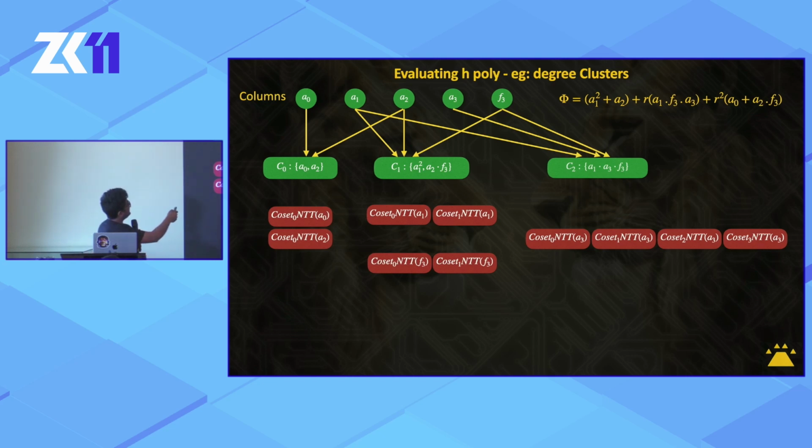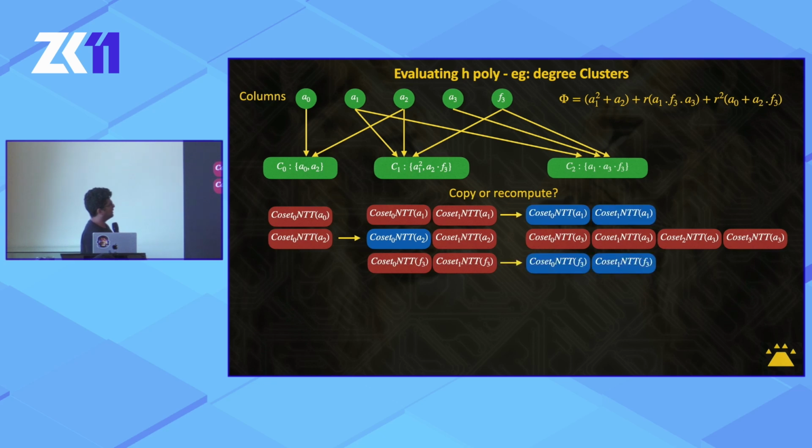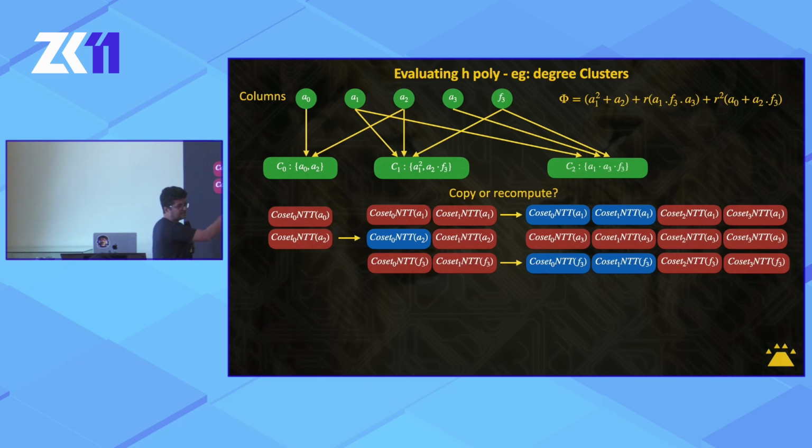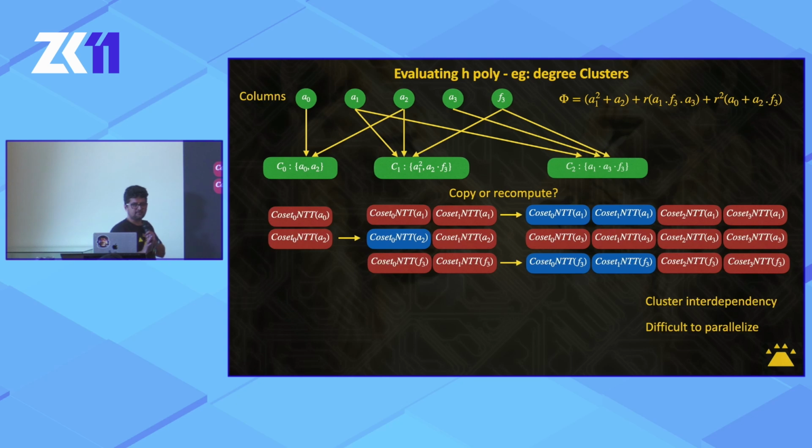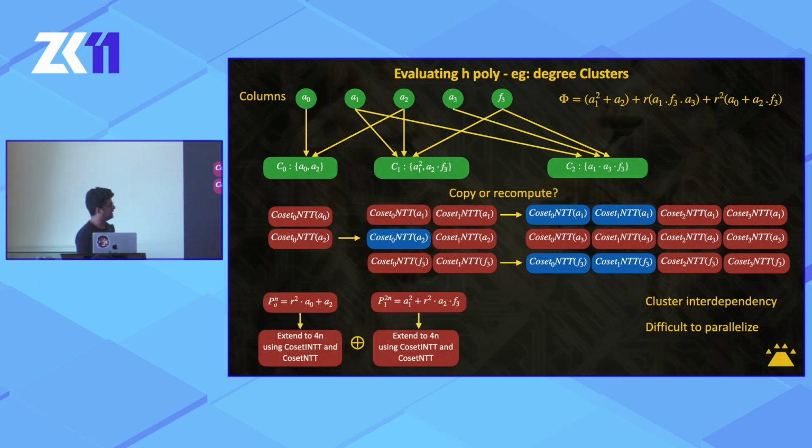But now you see that between one cluster and another cluster, there are overlapping columns. And then you have this question, should I copy or should I recompute? So the blue blob here represents the ones which are copied. And in this particular diagram, you see that you have some kind of dependency across different clusters. And you can't essentially compute them independently if you don't want to copy, right? If you don't want to copy, you either recompute or you wait for the cluster to finish, then you copy, and then you go on. So this is called cluster interdependency. And this kind of makes it very difficult to parallelize. So this is like a toy version of the problem that you actually face in evaluating the quotient polynomial. You have to constantly make these decisions, and it's not very easy to do.